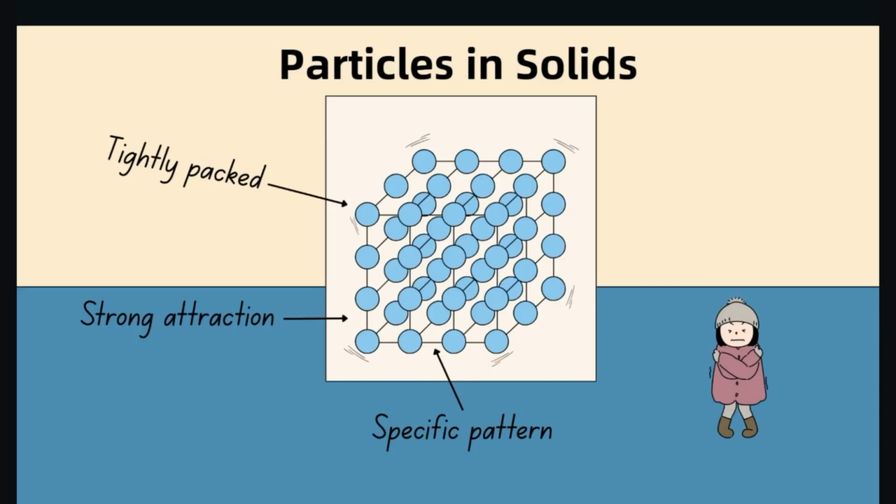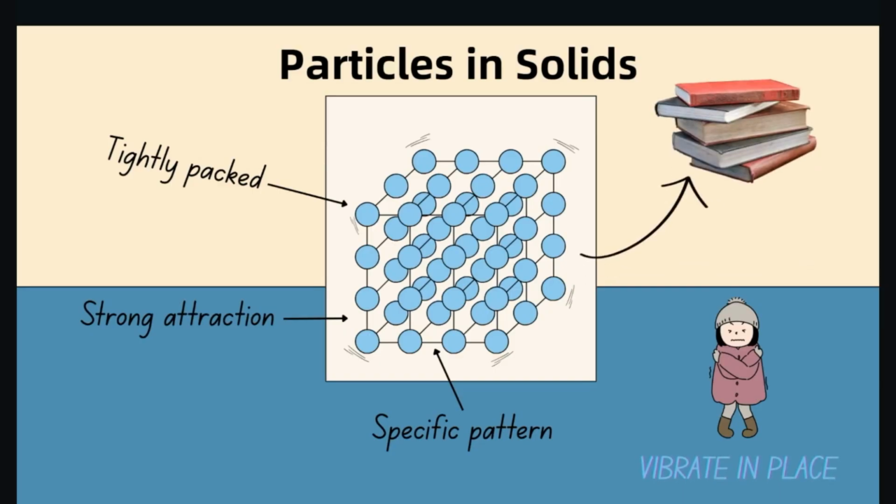It's in the exact same position. It did not leave its position, but you have a slight shivering vibration. And that's what solid particles do. They vibrate in place. So what this does is it ensures that solids keep their shape. And for these reasons, we describe solid shapes as definite.